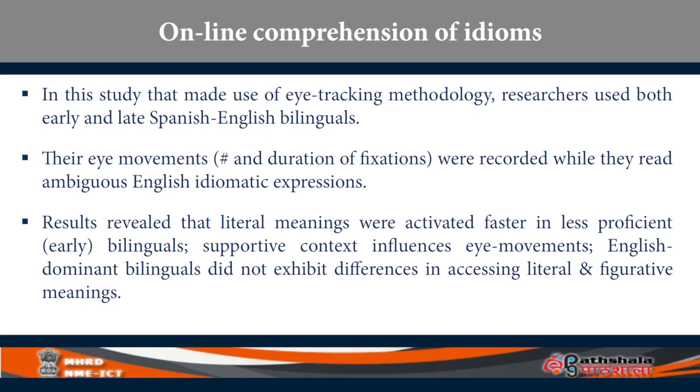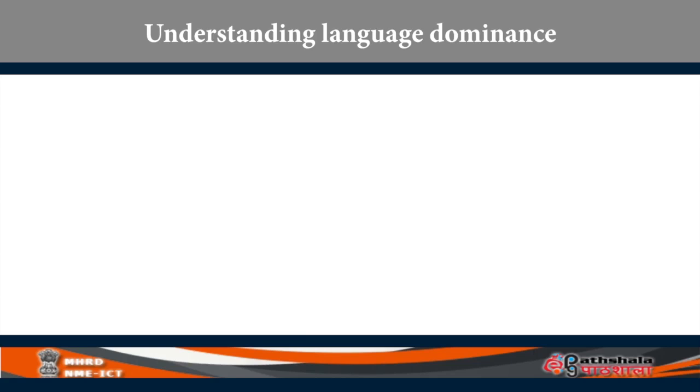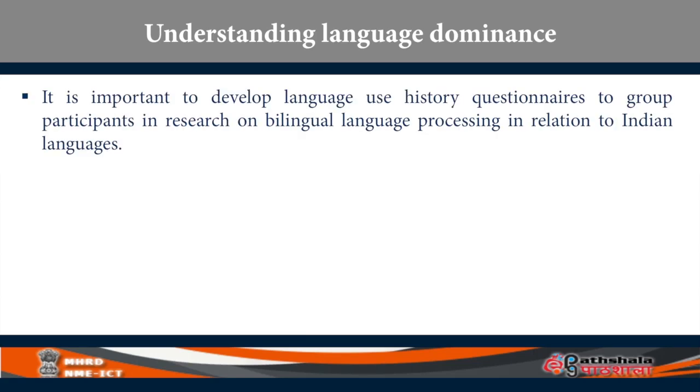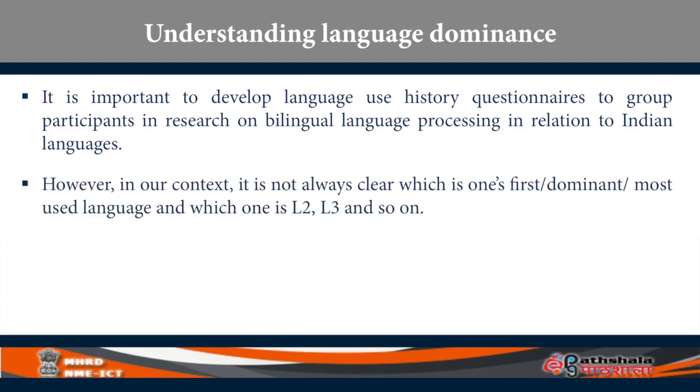So, in other words, how do we understand language dominance? It is important to develop language use histories in relation to our languages to see which language a person is using in the majority of the domains in their day-to-day lives. In our context, it is not always clear to say what is one's first language or dominant language or mother tongue, and which is the second language, which is the third language. It's not very easy because many of us grow up learning 2 or 3 languages simultaneously. We are exposed to 2 or 3 languages at once.